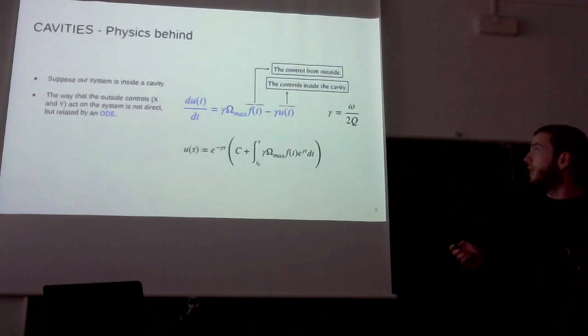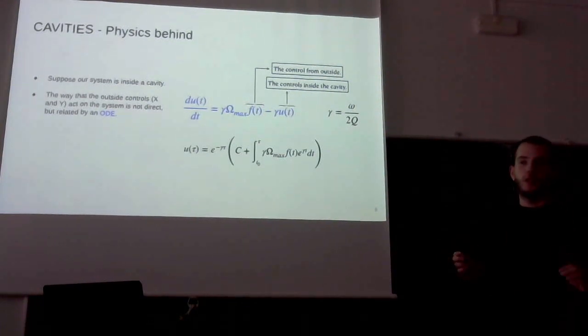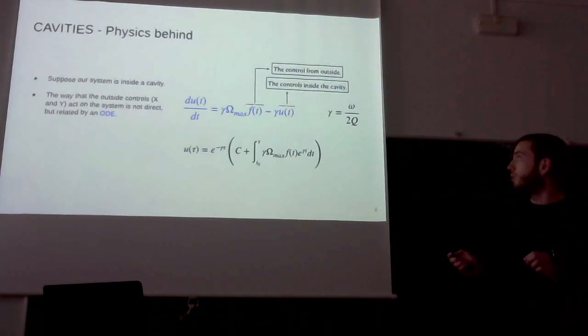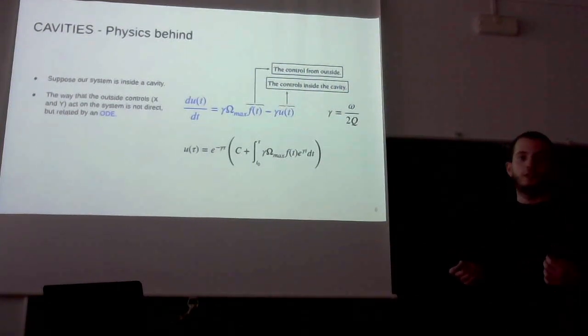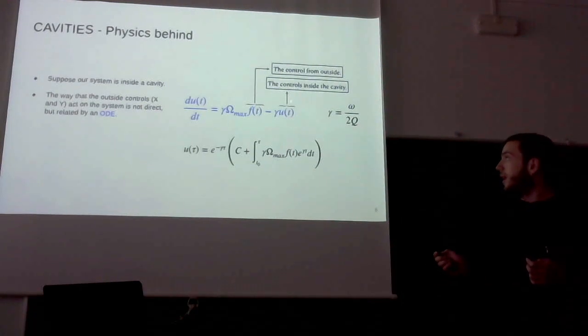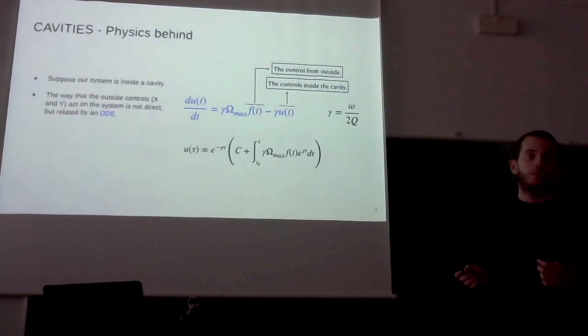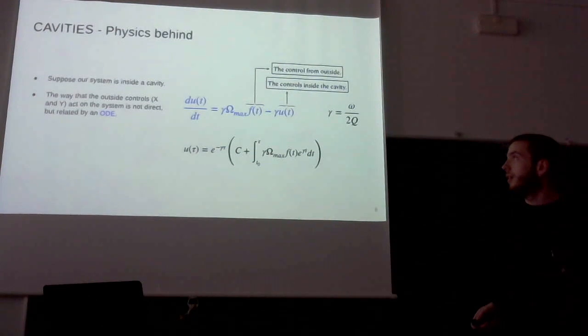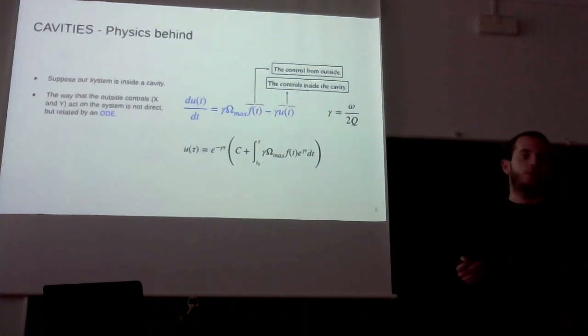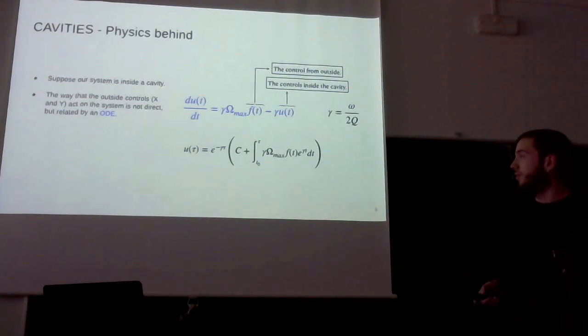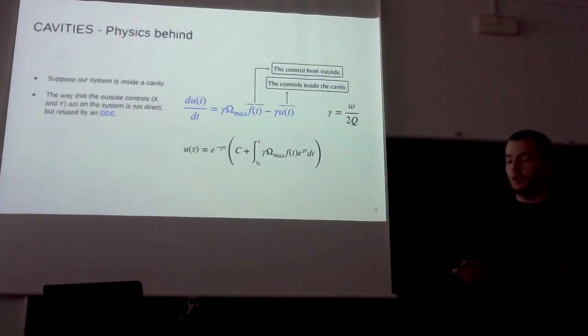F are going to be the controls that we input to the cavity, U the controls that are inside the cavity, how the F transfer to inside the cavity, and the gamma is the decay rate of the cavity, which is going to limit a lot what controls we can apply to the system inside the cavity. And this is the solution of the ordinary differential equation, which I have used for some calculations.